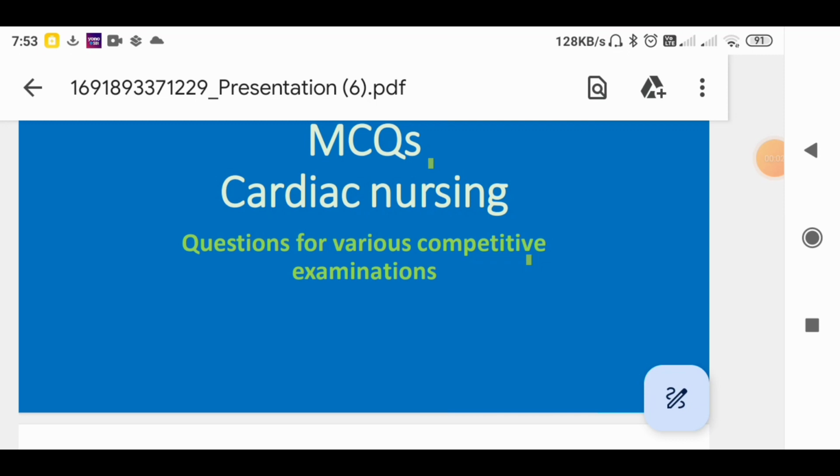This is some of the MCQs in medical surgical nursing. Some questions which are very important in cardiac nursing and for various competitive examinations.